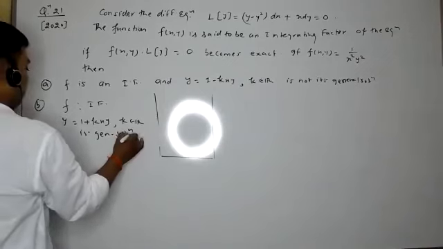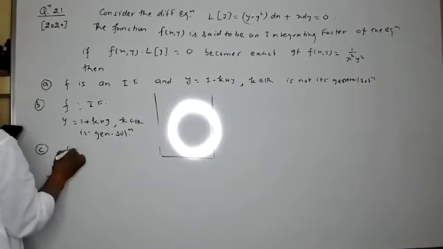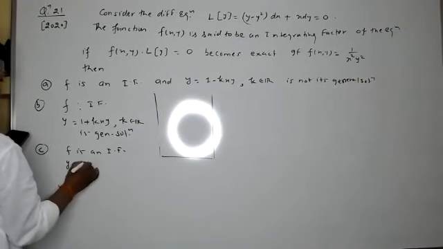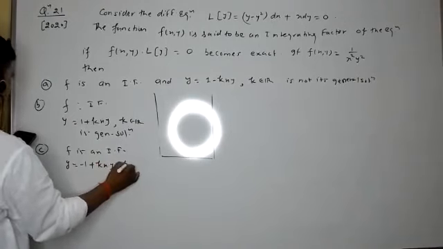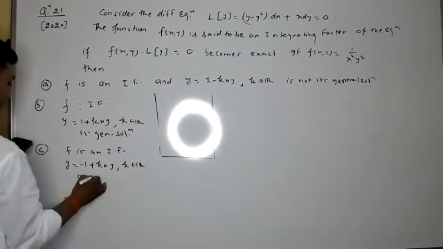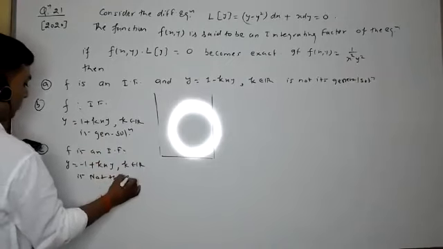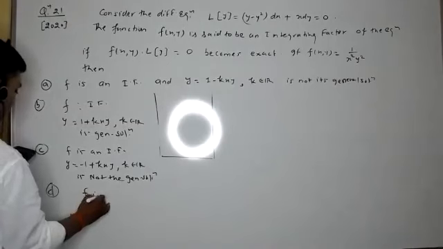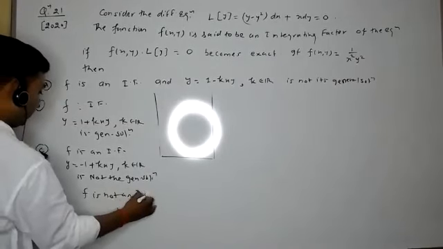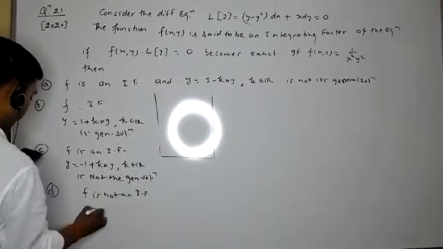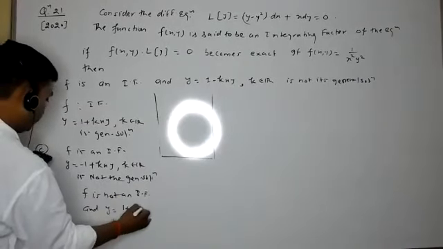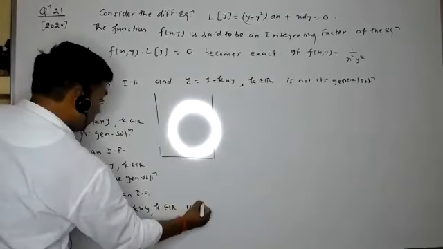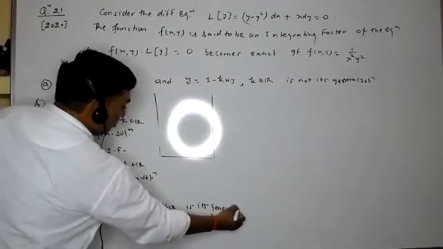Option C, f is an integrating factor, y equals minus 1 plus kxy, where k belongs to R, is not the general solution. Option D, f is not an integrating factor and y equals 1 plus kxy, where k belongs to real numbers, is its general solution.